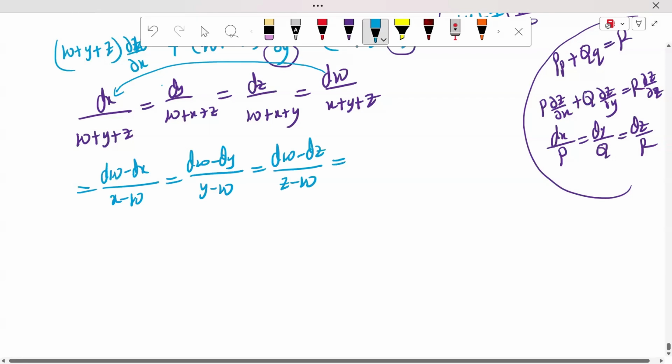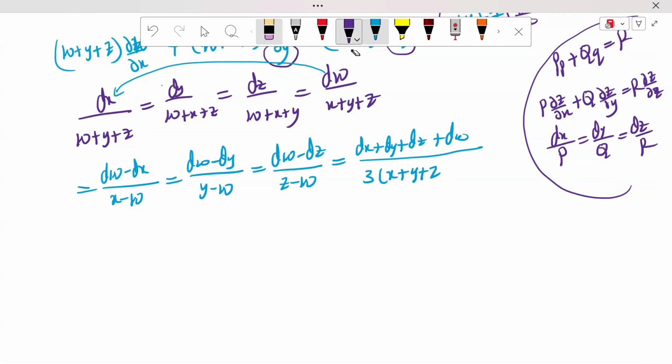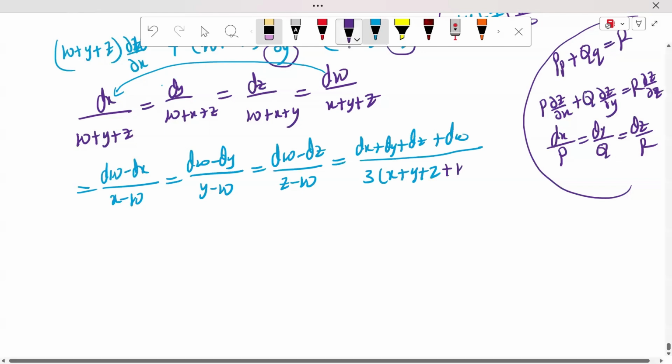For the remaining, add all of them, sir. That is dx plus dy plus dz plus dw. Everything is repeated 3 times, sir. So we get 3 into (x plus y plus z), sir. x plus y plus z plus w are all repeated 3 times: x 3 times, y 3 times, z 3 times. Therefore 3 into (x plus y plus z), sir.